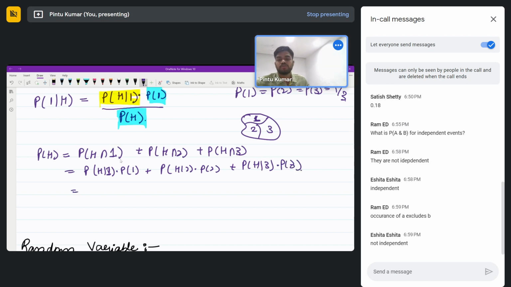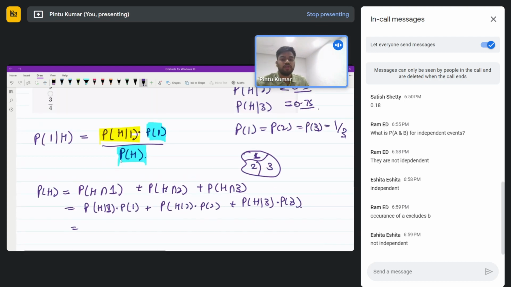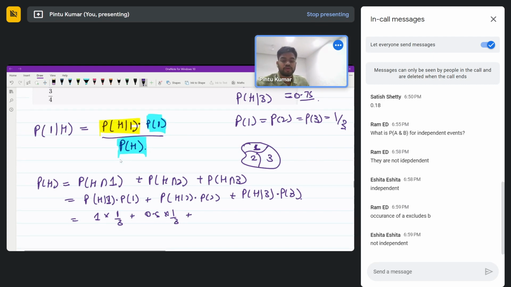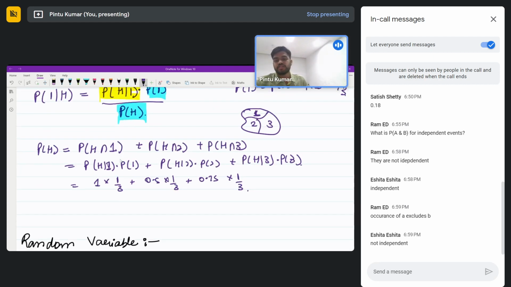Okay. So the first thing that we know is that this is 1, and what is the probability of the first coin? This is 1 by 3, plus the second coin, this is 0.5 into 1 by 3, and the third quantity is 0.75, right, into 1 by 3. Okay. So let's put this in the formula. So again, this is H given 1 is 1 into 1 by 3, right, divided by this complete thing that we had.